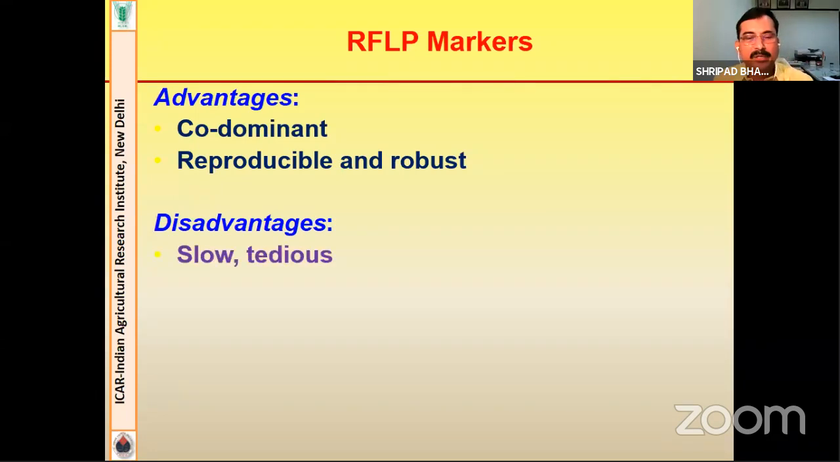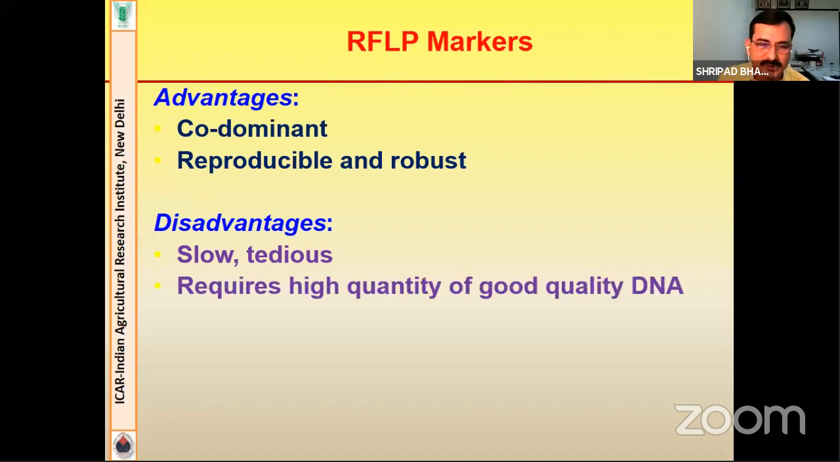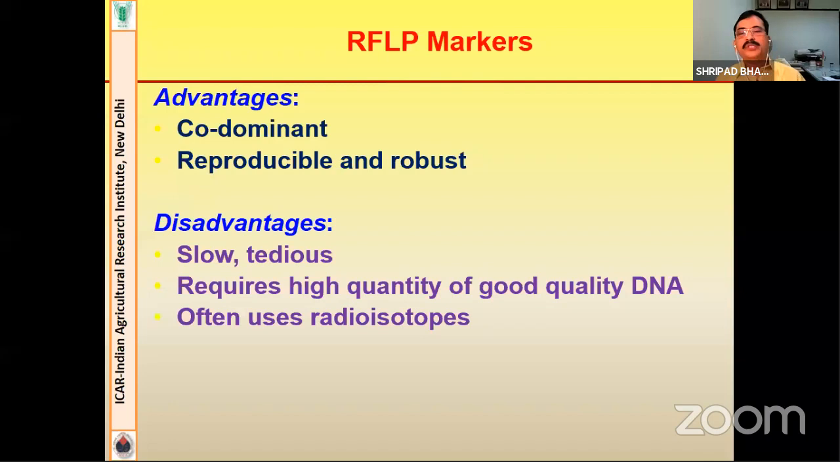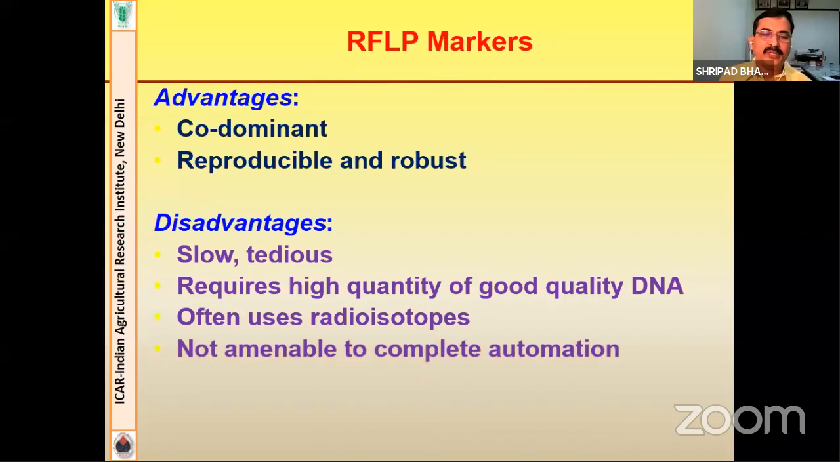But there are disadvantages also. As you have just seen, it is a very long process: extracting DNA, digestion, southern blotting, radiography, so many things you have to do. So it's a very slow and tedious process. It requires high quantity and high quality DNA. This is another disadvantage. It often uses radioisotopes, which you know are a health hazard, dangerous. We need to take precautions, okay? So that is another disadvantage.